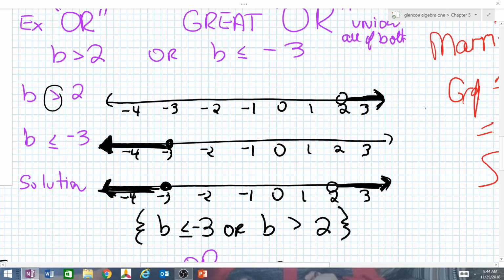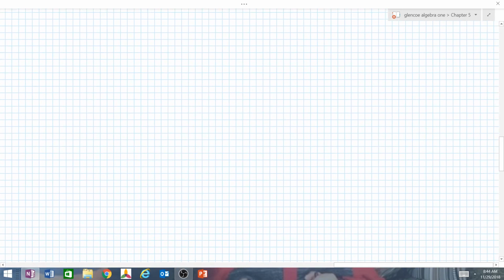So in this particular case, because my graph is going in two opposite directions, I'm going to use the word or. Does that make sense? Okay, I do want to do the one in your notes, and then I'm going to end it there. So let me just go ahead and do it for you anyway. So this is the example from your notes.